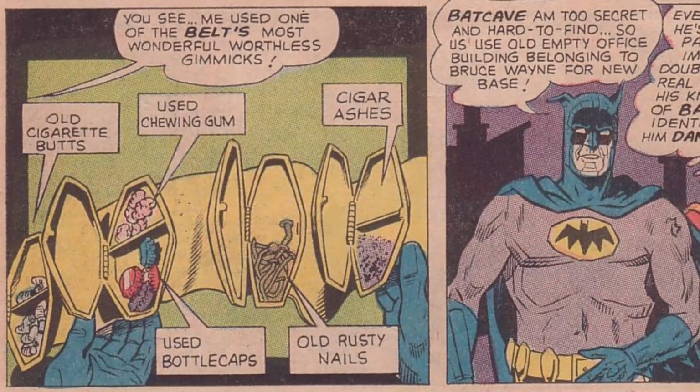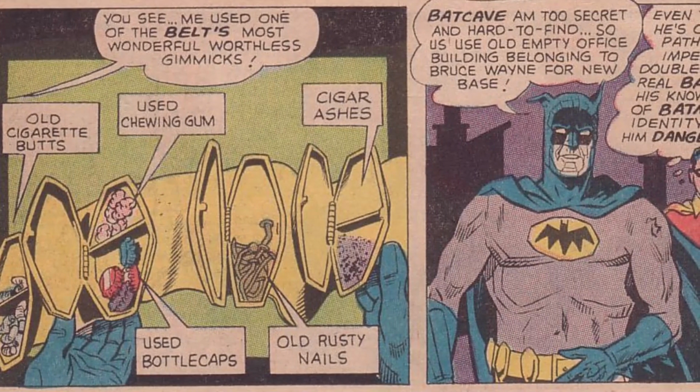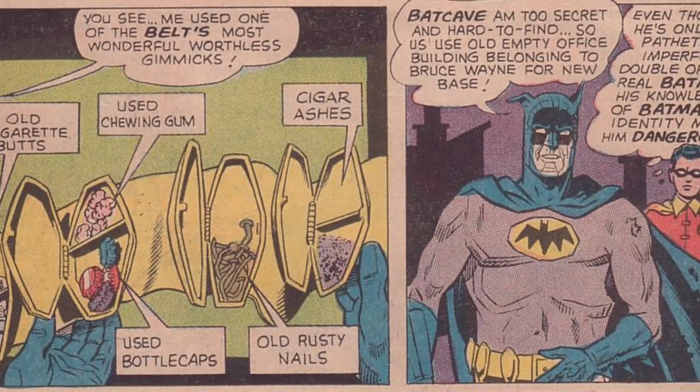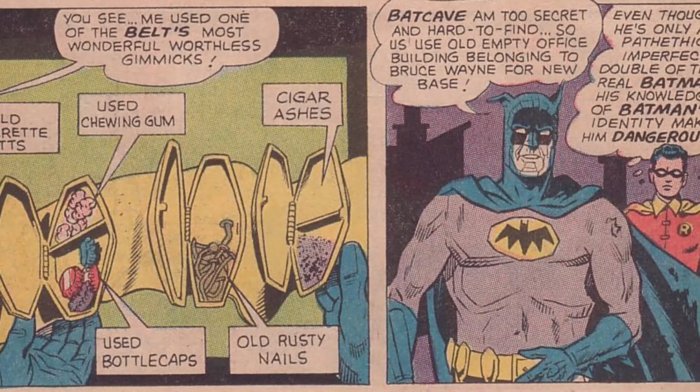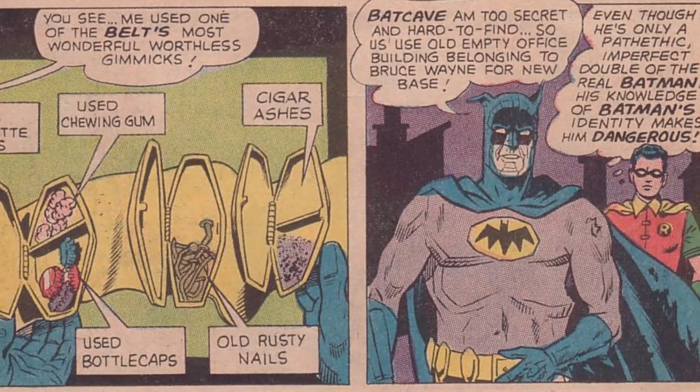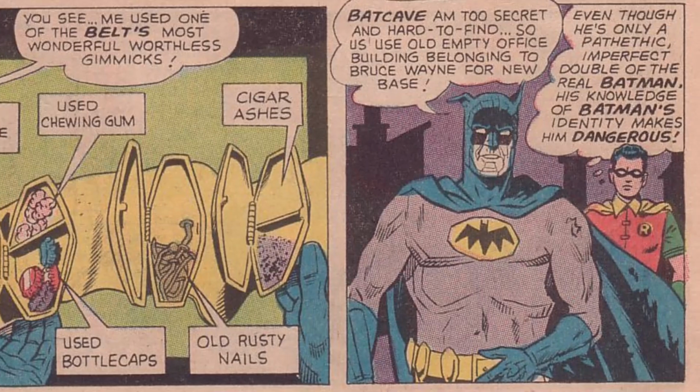Finally, one thing they have in common with the original Batman is the use of the Bat Belt. Unfortunately, these bizarre versions usually only carry useless objects in their belts, such as banana peels, ashes, rusty nails, used mask gum, and other trash.